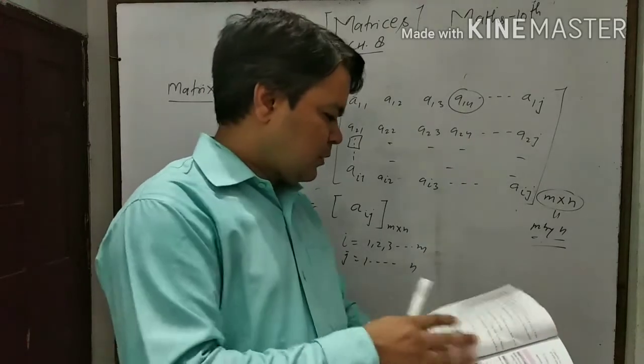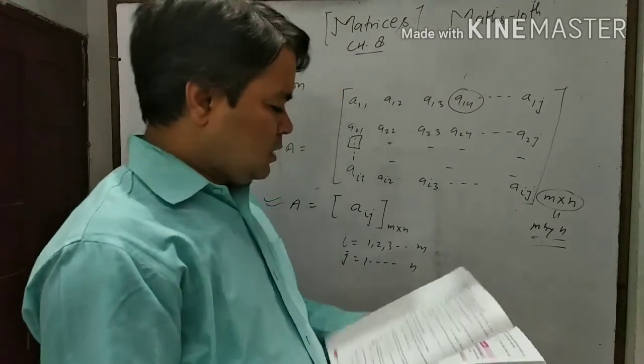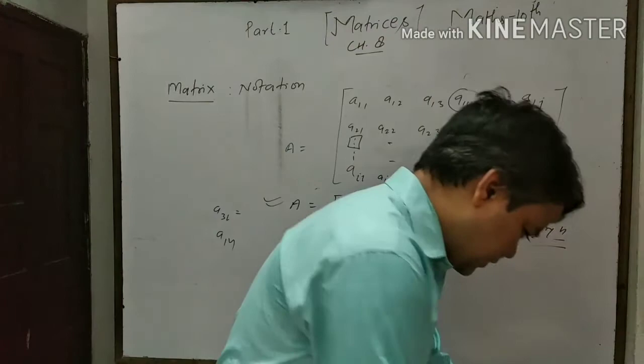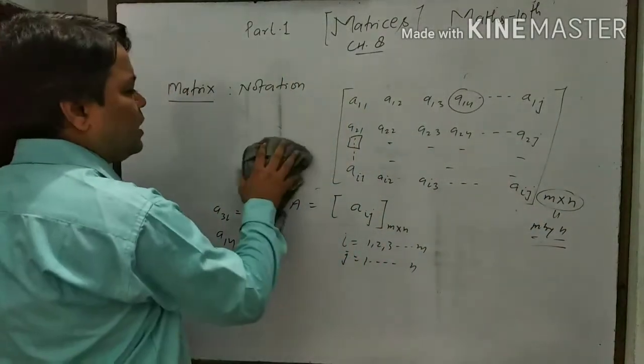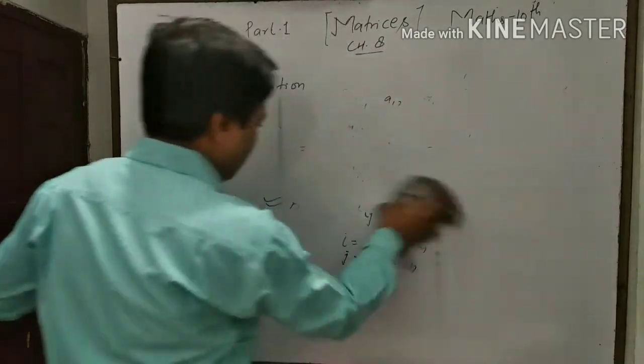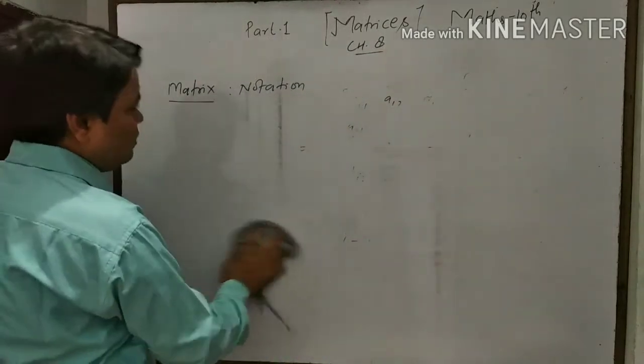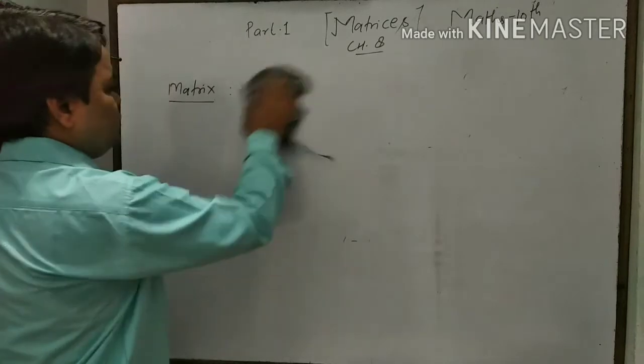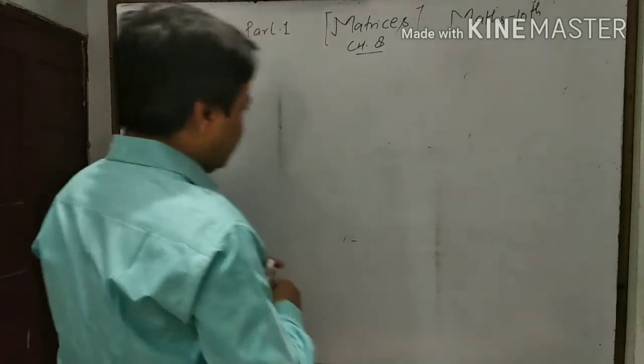Now, what is called an equal matrix? We will discuss equal matrices, meaning when two matrices will be equal, and on that basis we will try to solve some examples also. We will write equal matrix.